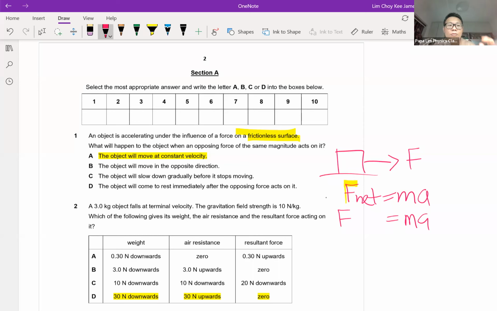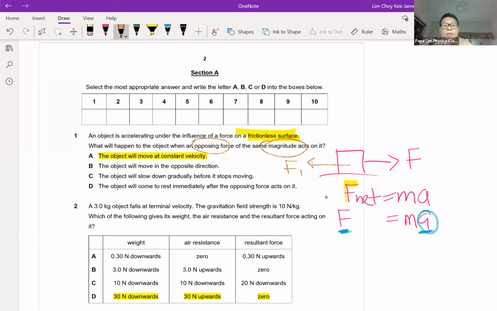In this situation, if you look at the equation, the left side is a positive number F, which tells us the object will experience an acceleration, because the left side is positive, meaning the acceleration will definitely be positive. But now the question says that an opposing force of the same magnitude acts on the object. Let's call this F1. Same magnitude, the only difference is the opposite direction.